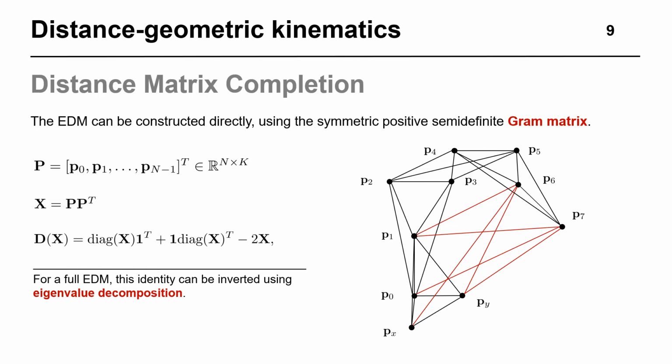Given a full set of point positions describing a configuration, the EDM can be constructed using Gram matrices via a simple linear identity. This identity can be easily inverted, and we prove that a point set describing the configuration can be discovered using eigenvalue decomposition.